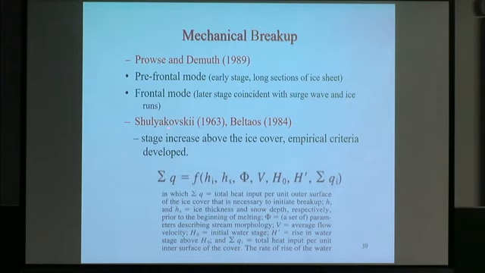Suliakovsky and Belthouse after that did more detailed analysis. Basically, they say the stage increase above the existing ice cover developed an empirical criteria. And this is really saying that depending on the geometry of the river, the flow condition, and the heat input, you can determine when the breakup will happen.